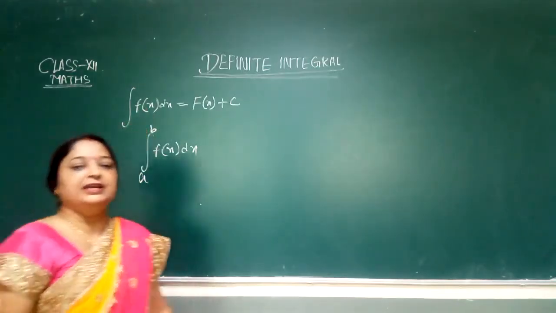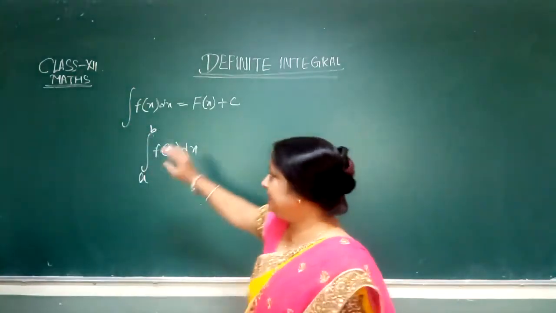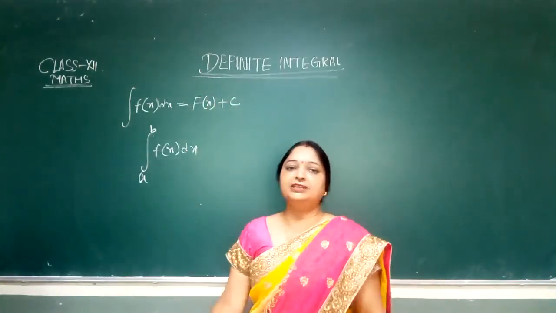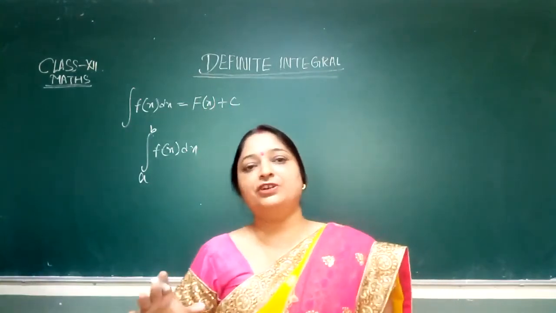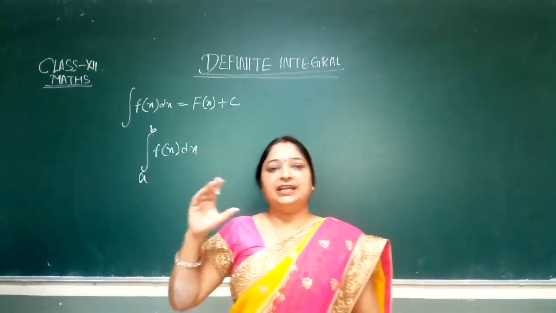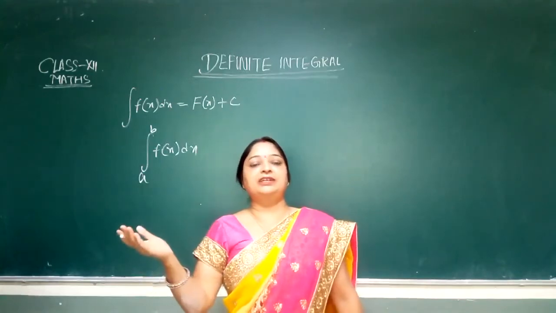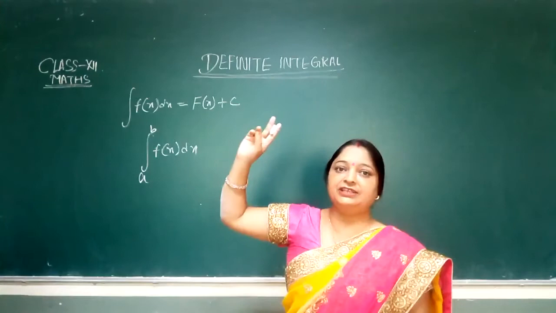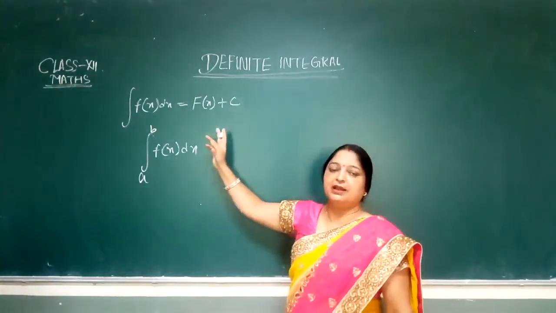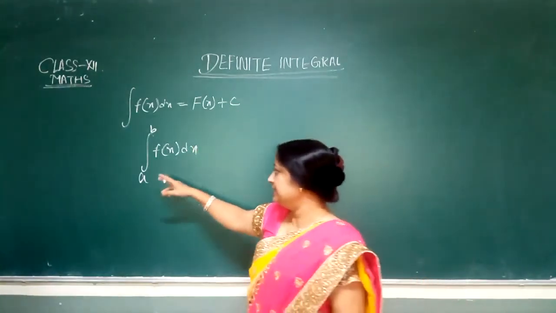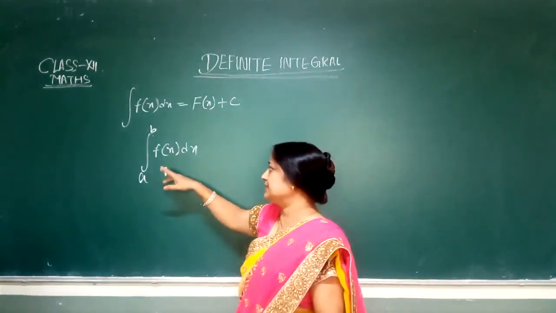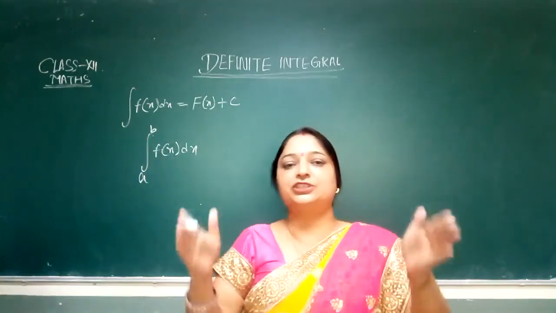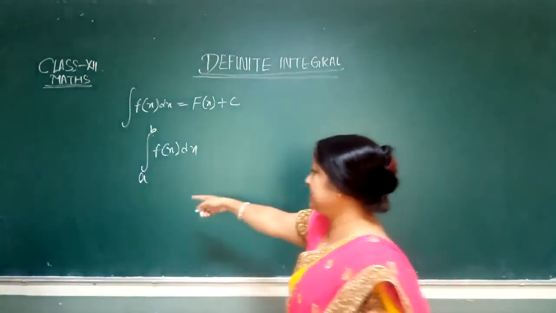You know about the indefinite integral. What is the meaning of the indefinite integral? It means you find the differentiation of a function and get the derivative, and after the derivative, by integration we get that function back. That is the indefinite integral, and a constant comes here. But in the definite integral, the integration of f of x dx from a to b, the function is bounded between the limits a and b.